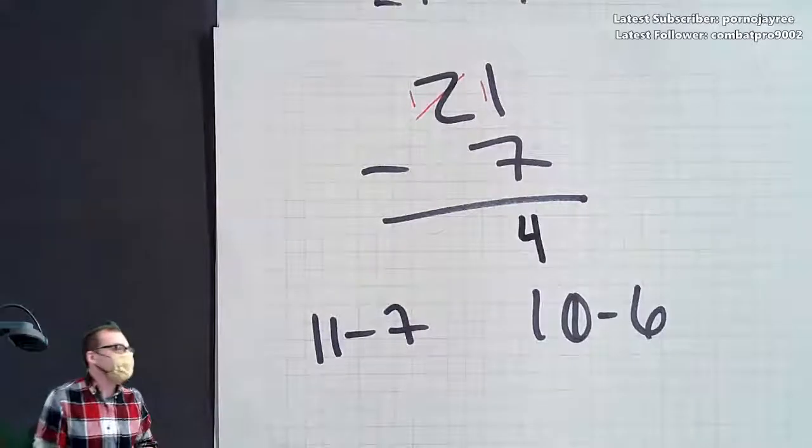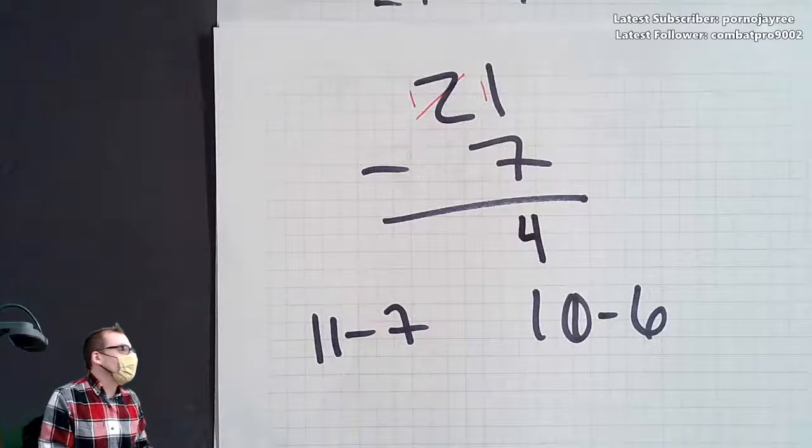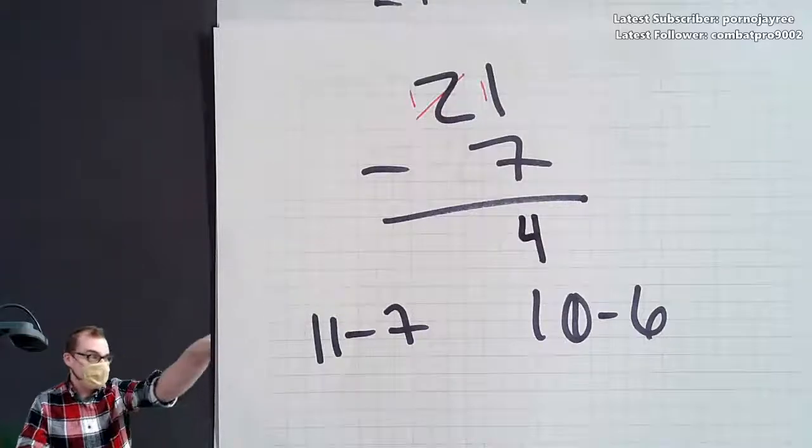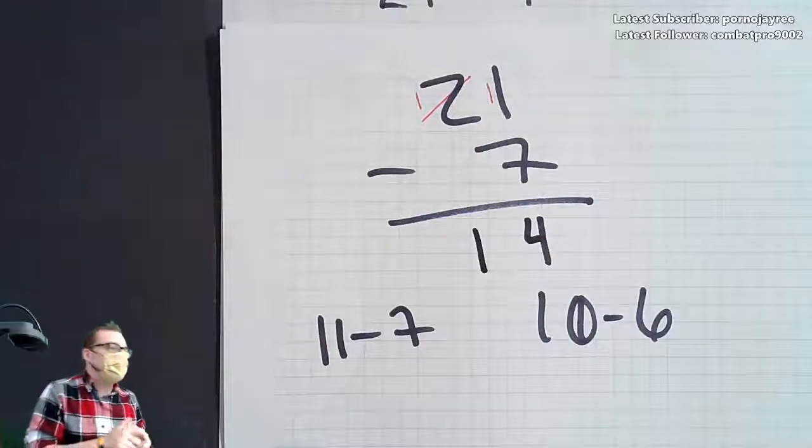I think most of us do, right? So it's 4. Whoa, we're going to come back to that. Nice observation. And then we have 1 minus 0, which is 1. We get 14, right? Why?